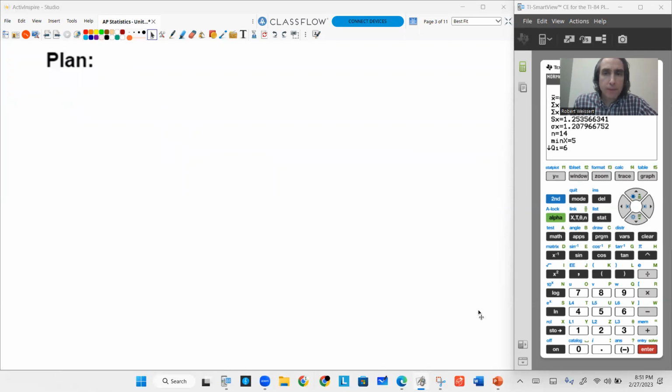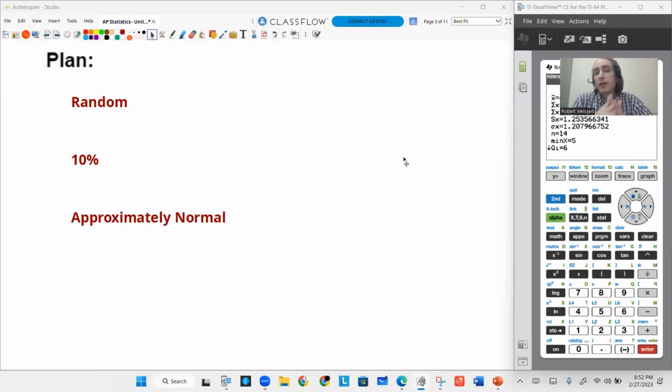Now remember, with the plan, we want to check these 3 conditions. Have we met the random condition? Have we met the 10% condition? And is our distribution approximately normal either by the central limit theorem, or are we given that the population distribution is already normal, or does our data warrant being able to apply a normal curve to it? So we have a few options on that. What we're going to do for the random is we're going to go back and look at the problem.